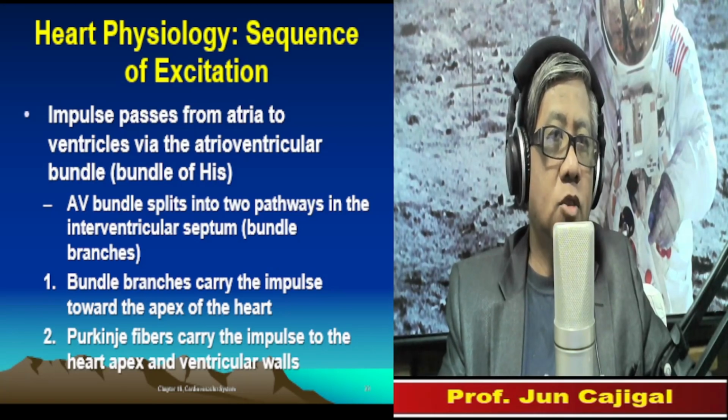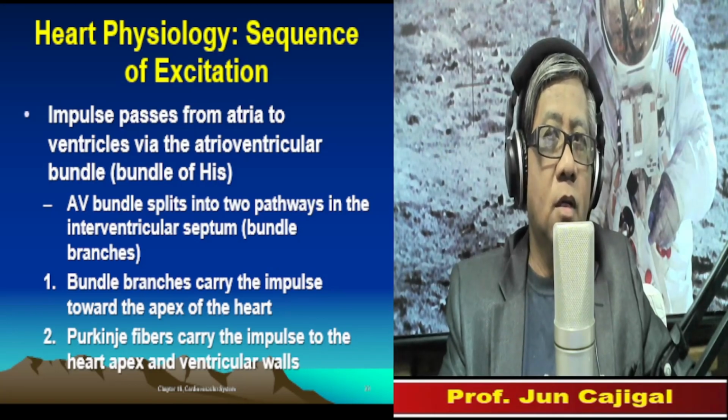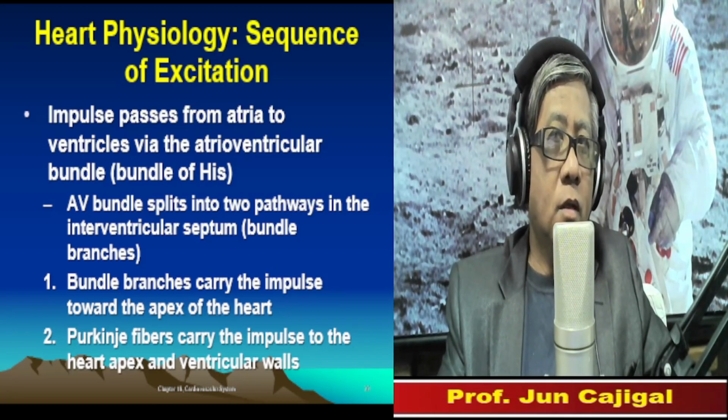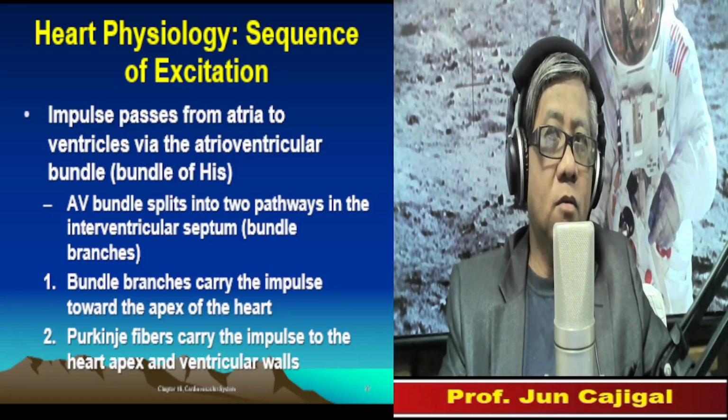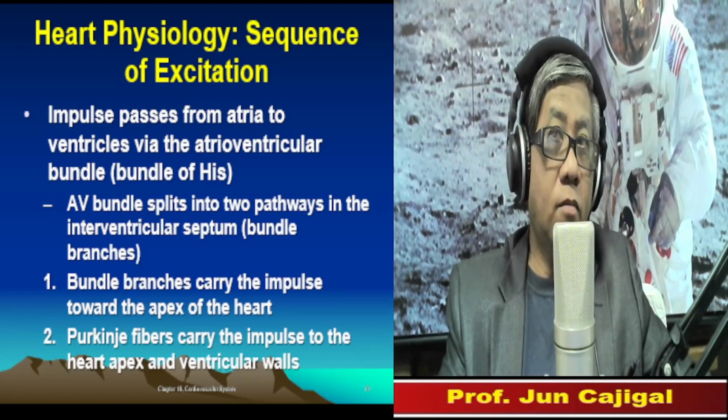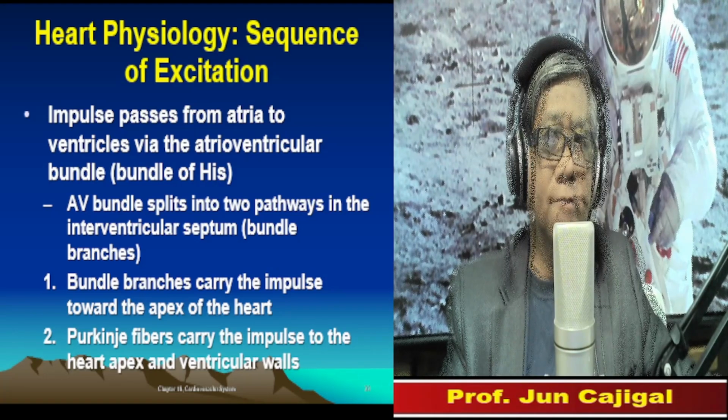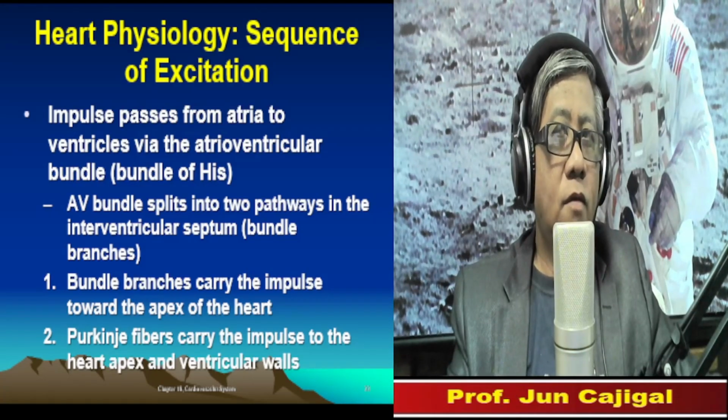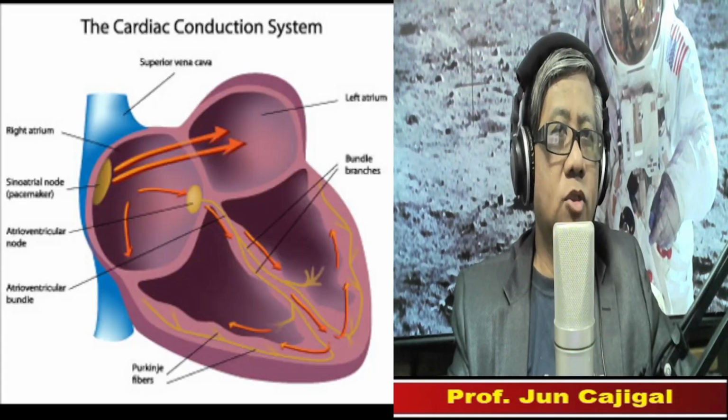The bundle branches carry the impulses towards the apex of the heart. Then from there, they split and form the so-called Purkinje fibers. The Purkinje fibers carry the electrical impulses to the ventricular walls, and eventually the ventricles are stimulated to contract. So that's it. That's the physiology of cardiac muscle contraction.